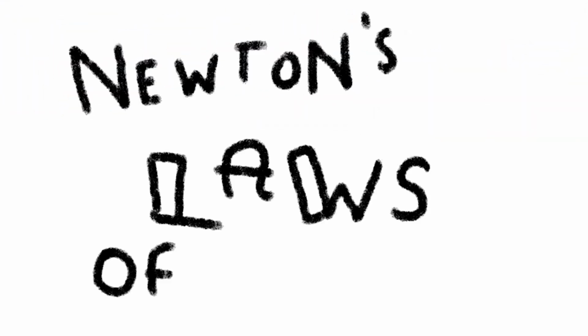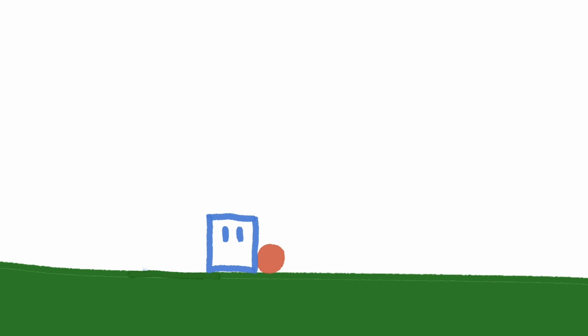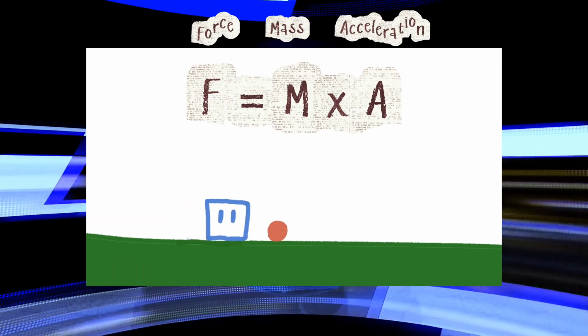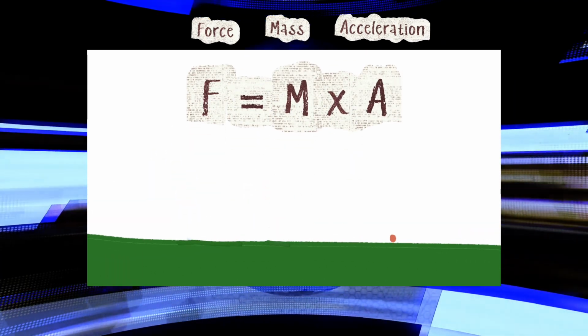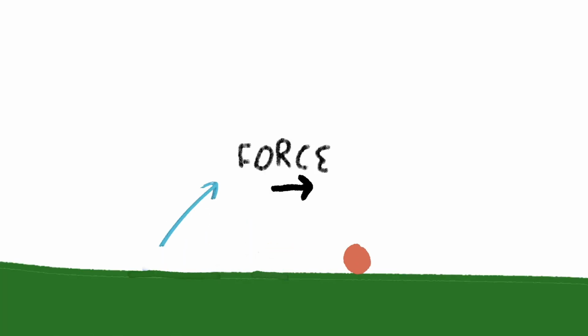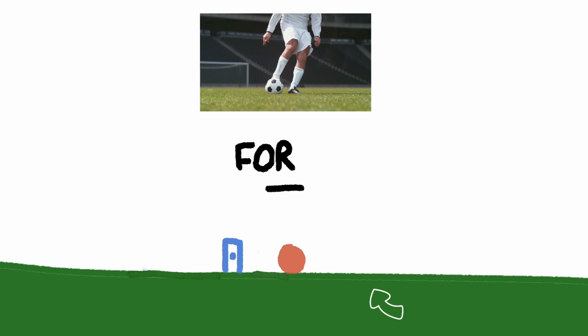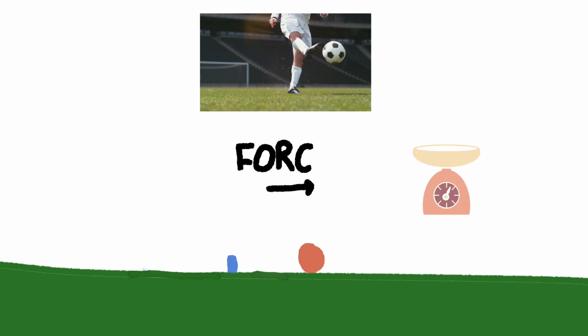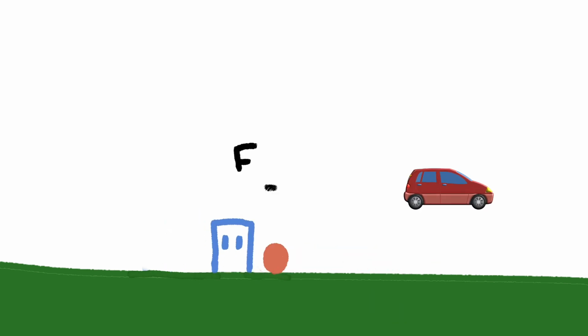Newton's laws of motion. This blue guy is going to kick the ball. As you can see, he's acting a force on that ball. Isaac Newton also made another equation. F equals m times a. It means that the force pushed by that ball is equal to the mass of that ball times the acceleration of that ball.